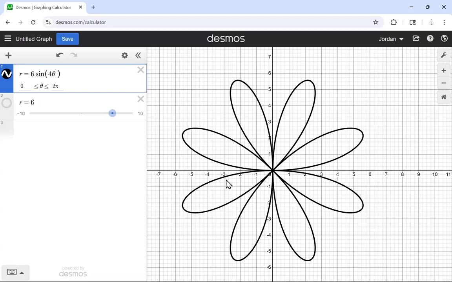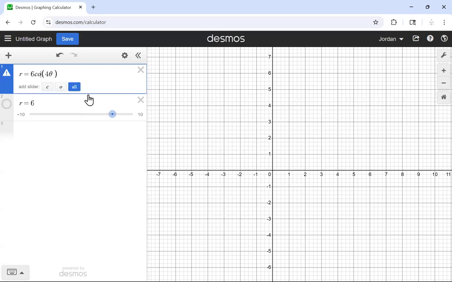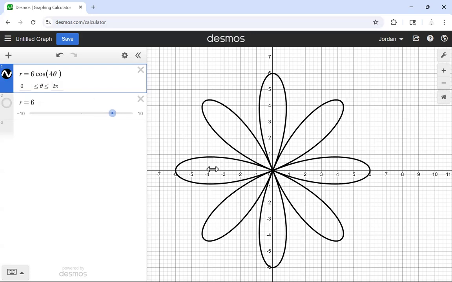If we have sine of 4 theta, that's going to cause 8 petals. Notice that no petal is stretched out along the x or y axis. But when I take cosine, I have petals along the x-axis and petals along the y-axis. So going from cosine to sine is just a rotation of this object.